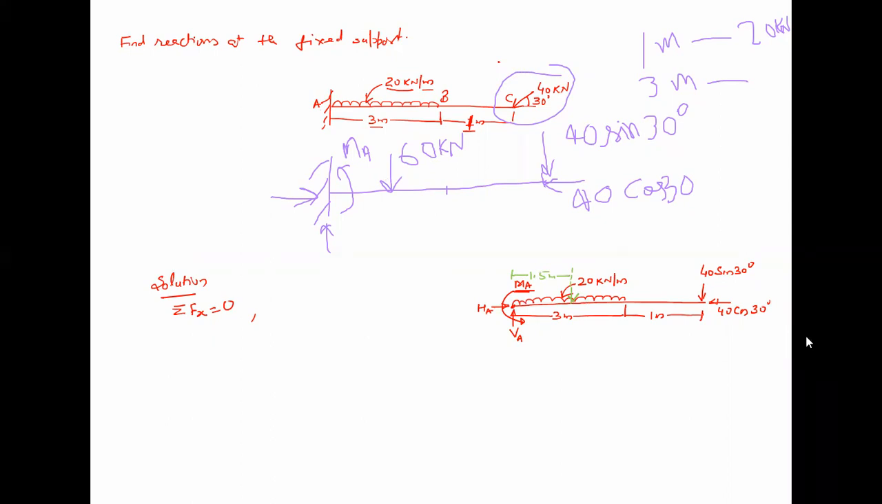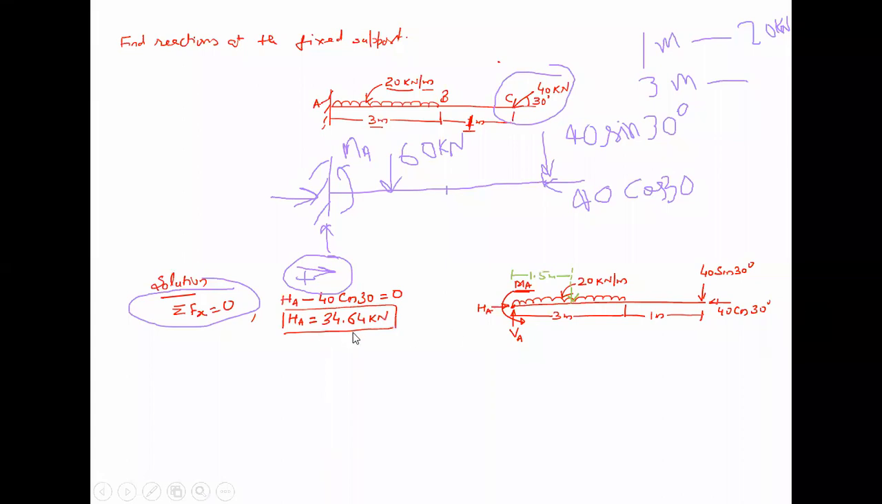Okay, that is obvious. Now if you balance horizontal force, what will you get? Total how many forces are acting horizontally? HA and 40 cos 30, only two forces. So we will get HA minus 40 cos 30 is equal to 0. My sign convention is horizontally rightward as positive. So HA minus 40 cos 30 is equal to 0. Good. Now HA will be equal to 34.64 kilonewton. Never ever forget to write the unit. Okay, this unit is very important.